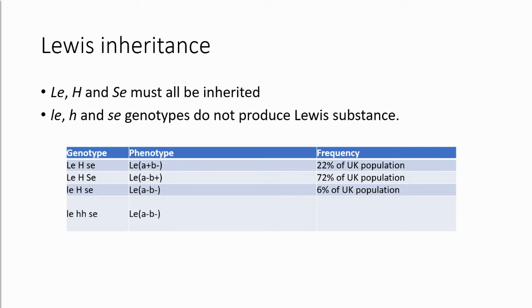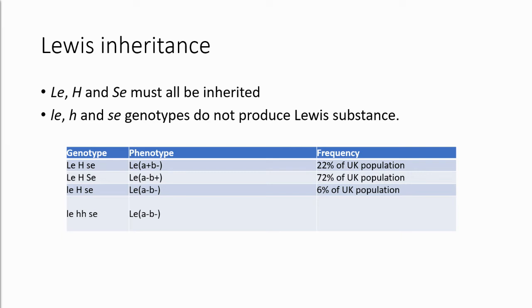In the first line, the person has LE and the H gene, but not the secretor gene, and is therefore LEA positive B minus, so a non-secretor. On the second line, the person has LE, secretor gene, and the H gene, so is LEA negative but B positive, which is the majority of the UK population. Even though these individuals have the LE gene, most precursor chains are converted to LEB, so the phenotype appears as LEA negative.